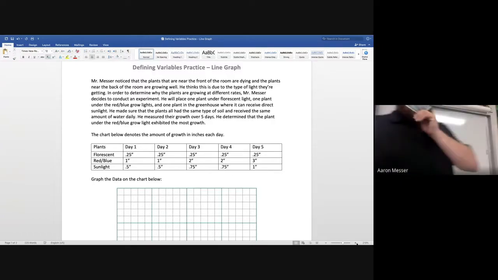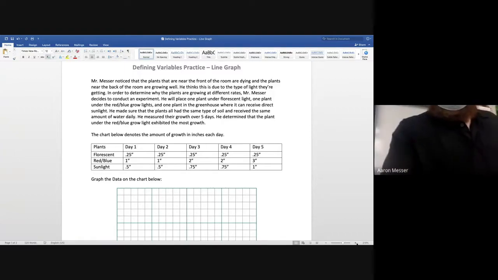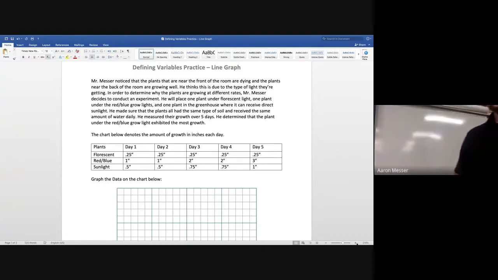Now, let me ask you something just about reading and interpreting the information here. How many inches did the plant grow that was under the fluorescent light? How many inches total? After 5 days, the plant that was under the fluorescent light grew how many inches? 1 1/4 inches. It grew 1/4, 1/2, 3/4, a full inch, and 1/4. All of those added together. It grew that much each day.